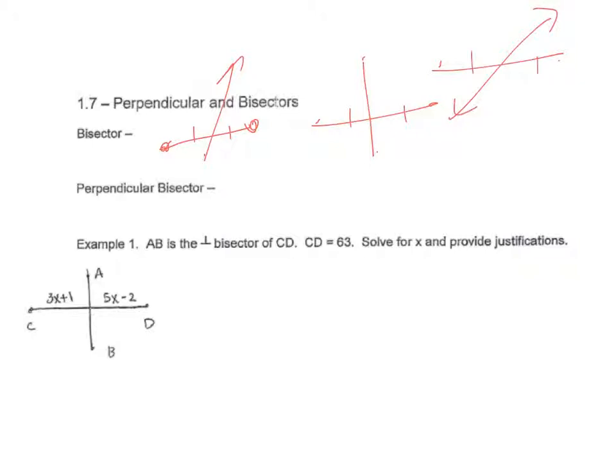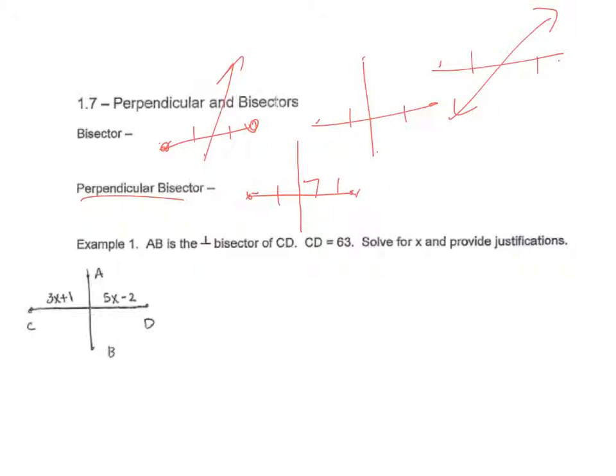A perpendicular bisector is, if you have a segment, a perpendicular bisector is perpendicular to make a 90-degree angle and two equal parts, or equal segments. So a perpendicular bisector could be a segment, a ray, or a line that cuts a segment in half.